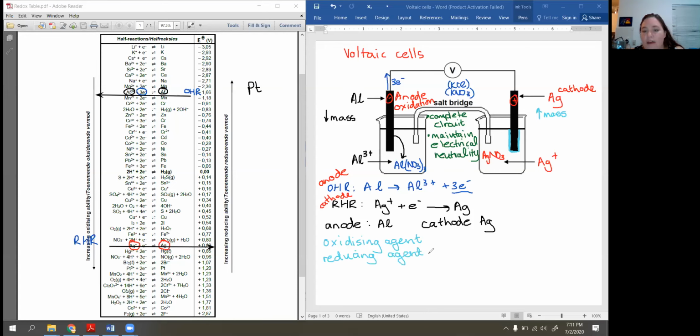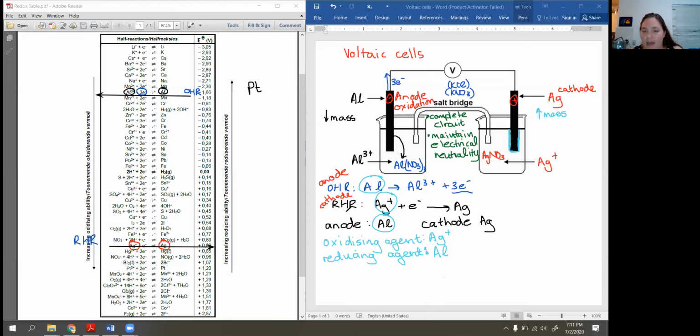Now, our rule here is the oxidizing agent is the substance that is reduced. The substance that is reduced is Ag+. The reducing agent is the substance that is oxidized, okay, which over here, sorry, let's get that right. It's still the same answer. It's a substance that is oxidized. So the answer is aluminium.